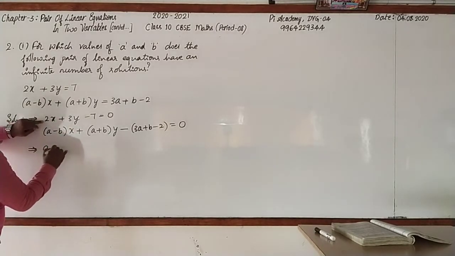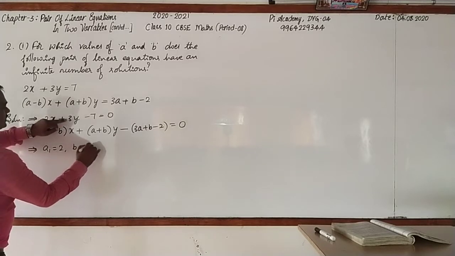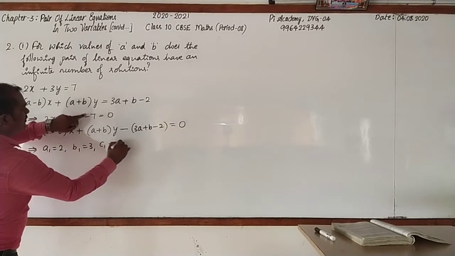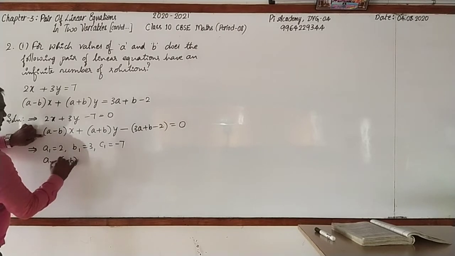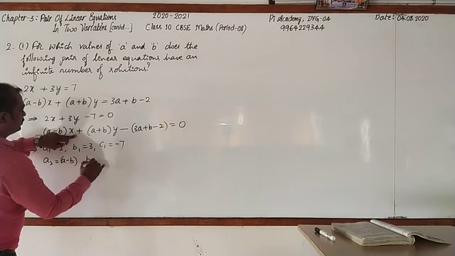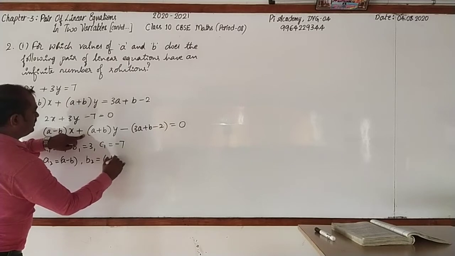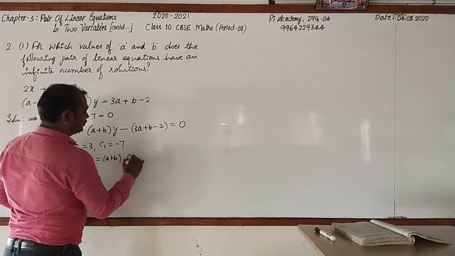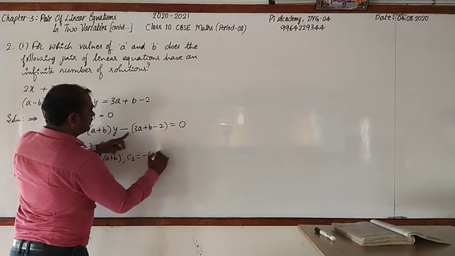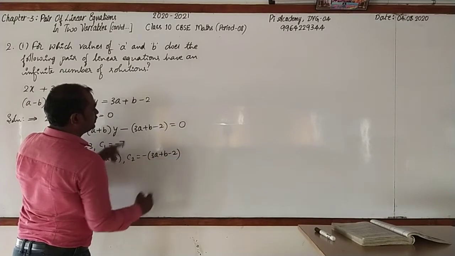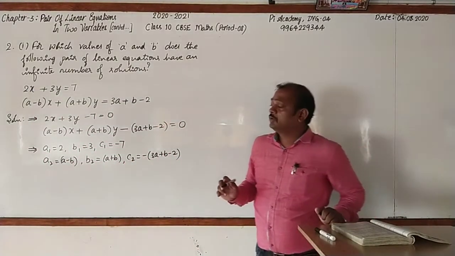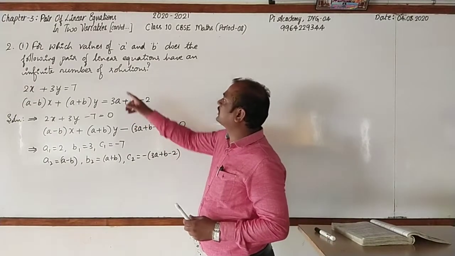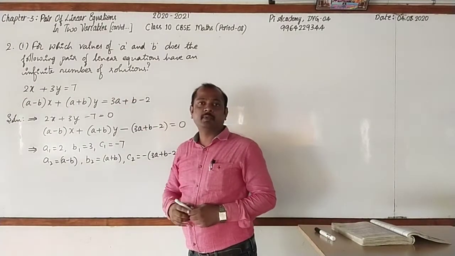The next step is write all the coefficients. They are A1 is 2, B1 is 3 and C1 is minus 7. Next A2, it is a minus b. Then B2, it is a plus b. Then C2, it is minus of (3a plus b minus 2). Clear?